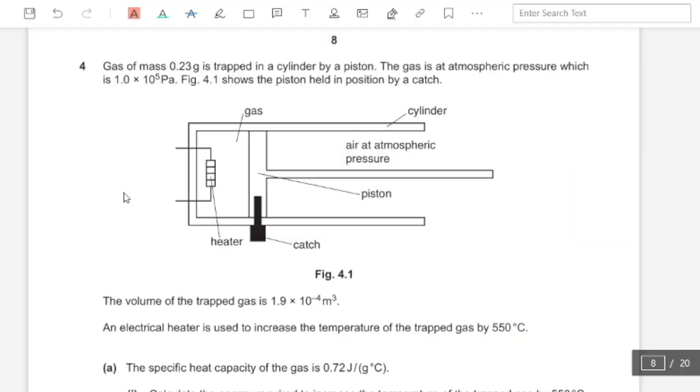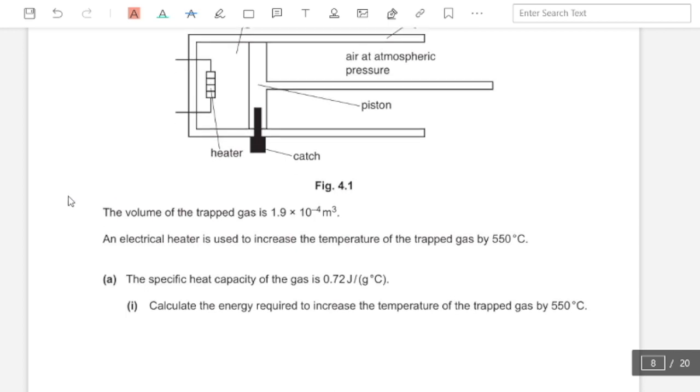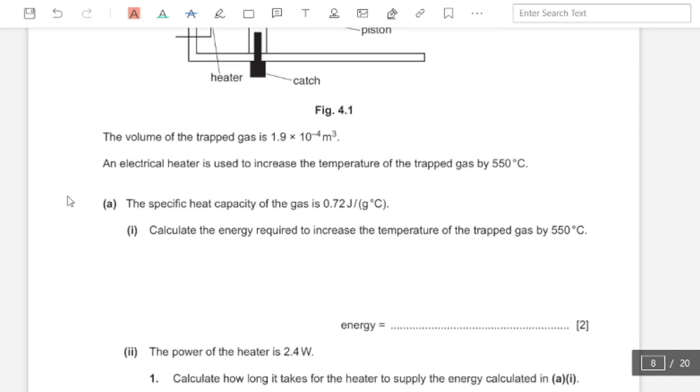Question number 4. Gas of mass 0.23 grams is trapped in a cylinder by a piston. The gas is at atmospheric pressure, which is 1 into 10 to the power of 5 pascals. Figure 4.1 shows the piston held in position by a catch. Alright, so the volume of the trapped gas is 1.9 into 10 to the power of -4 meter cube. An electrical heater is used to increase the temperature of the trapped gas by 550 degrees Celsius. A. The specific heat capacity of the gas is 0.72 joules per gram degree Celsius.